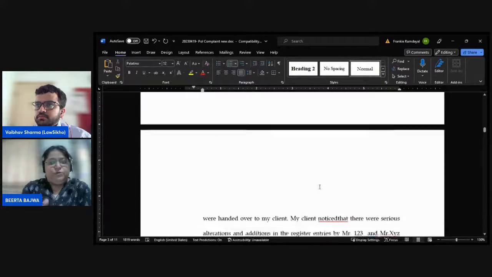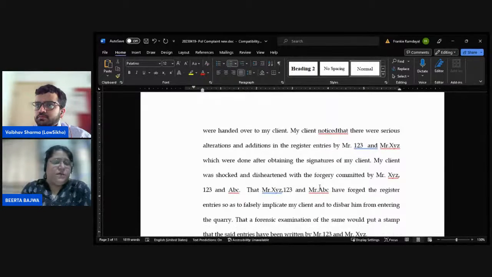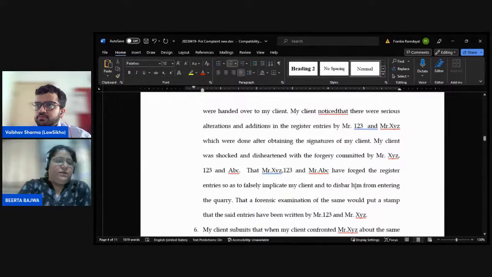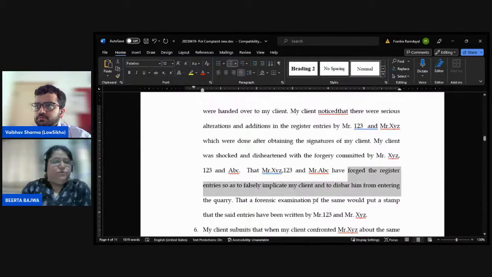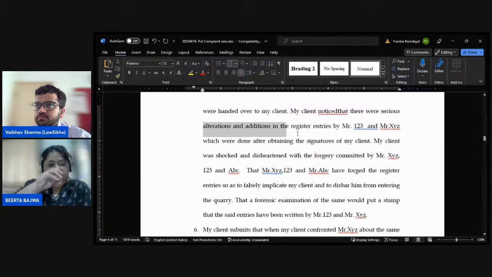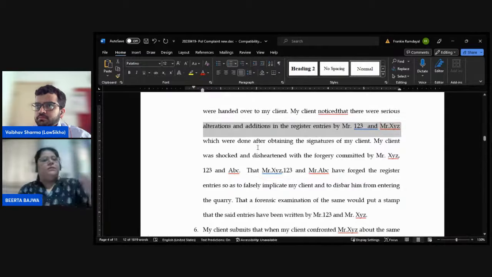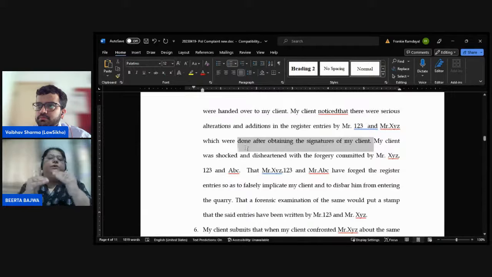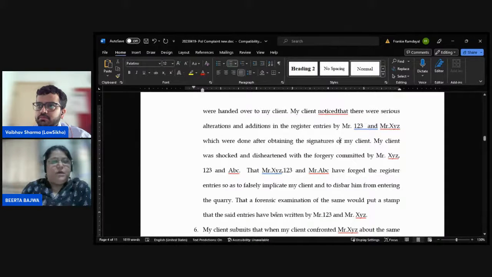Let's go on. So there were some registers in which forgery was conducted. Now let's stop over here. If you see, there were serious alterations and additions in the registers which were made by the accused. And how were the alterations? For example, say there was entry 1, 2, and 3, and in between there was one entry which showed that there were some additions. Okay, there were some cuttings, there were some alterations.